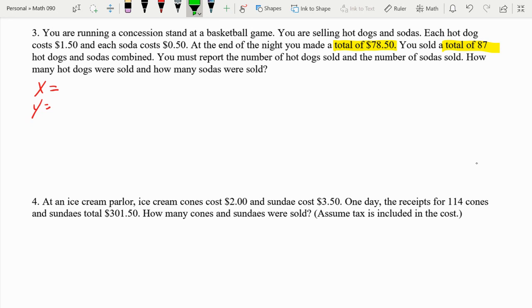Where was it at? How many hot dogs were sold. All right. And then what is y going to represent? How many pops were sold. So x represented the number of hot dogs sold.